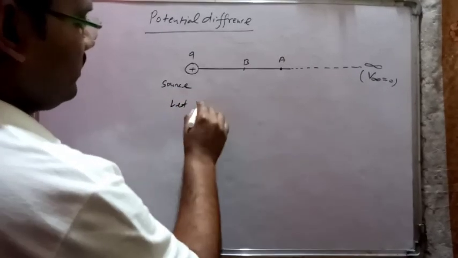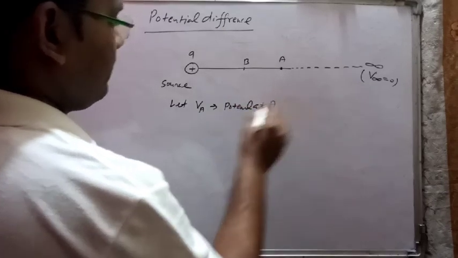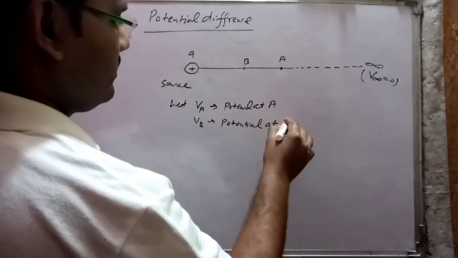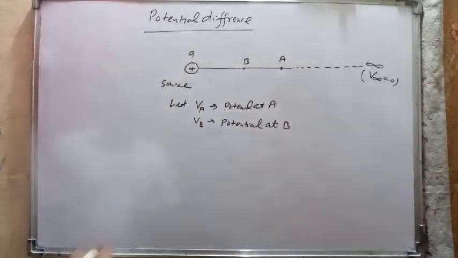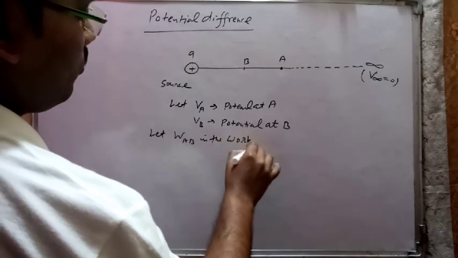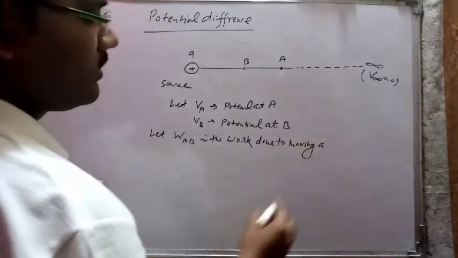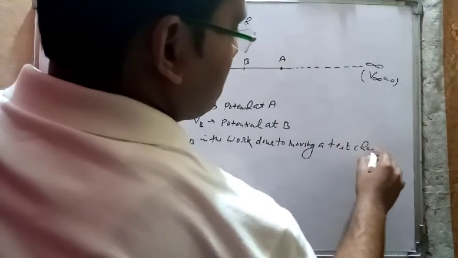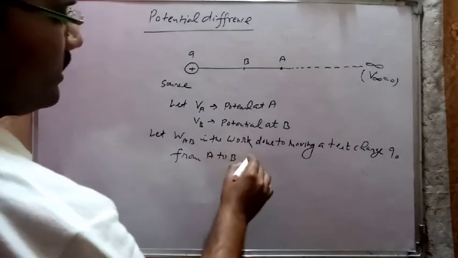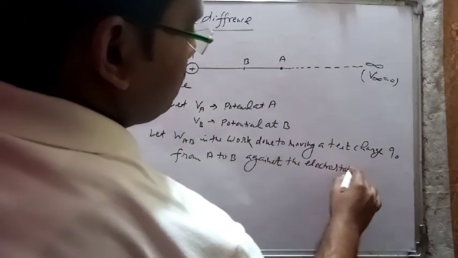Let VA is the potential at A and VB is the potential at B. Let WAB is the work done in moving a test charge Q0 from A to B against the electrostatic force.